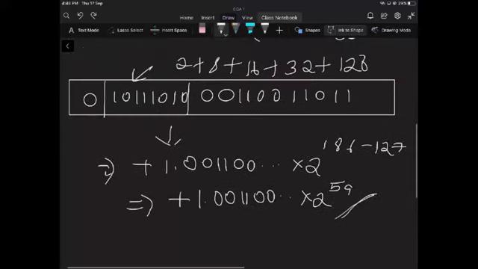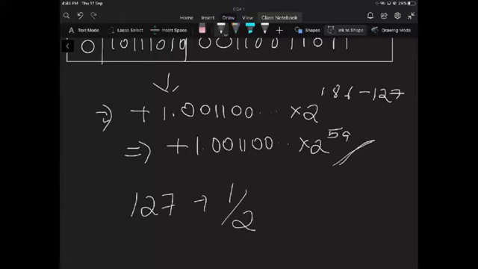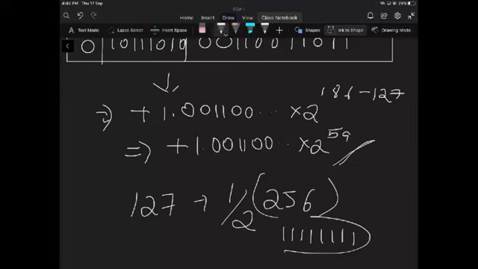Let me tell you the story about minus 127, why it is specifically 127. 127 is almost half of 256, I'm not going to divide it exactly. 256 would be all ones, 1 2 3 4 5 6 7 8, and erasing 1 this will be my 255. So if I consider all ones here, I am going to take the exponent as 255. So 255 minus 127 will give me 128.